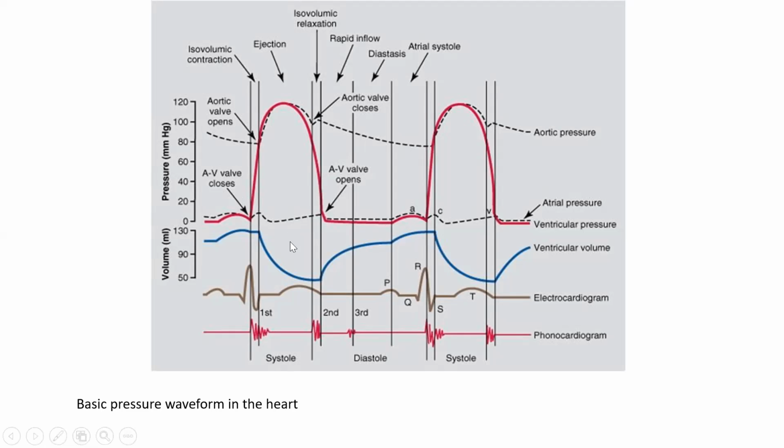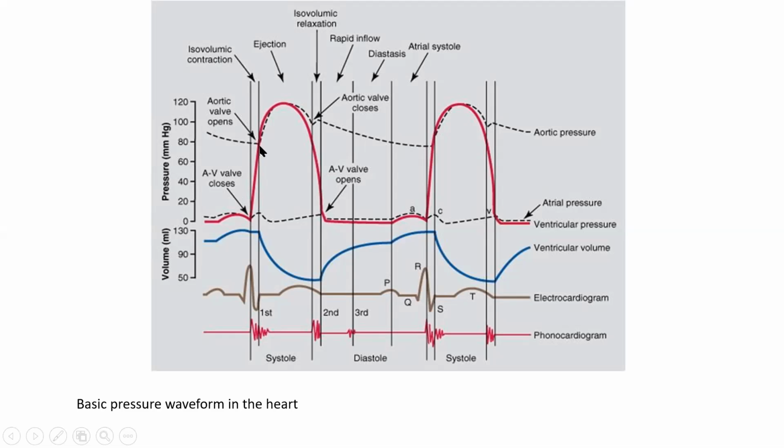Okay, so I will go one by one. So this is the isovolumetric contraction time. The red line here denotes the pressure inside the left ventricle. This here is the pressure inside the left atrium, and this here is the pressure inside the aorta. As you see, during isovolumetric contraction time, the pressure inside the left ventricle goes up. However, the volume is still the same. So the pressure goes up and up and up.